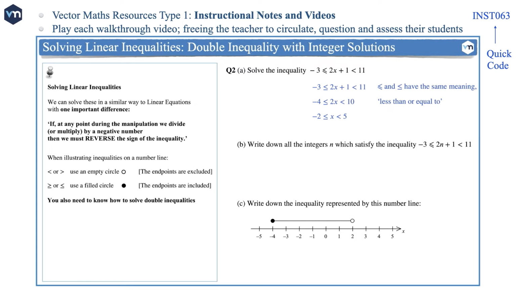So here, we start by subtracting 1 from each part of the inequality. Minus 4 is less than or equal to 2x, which is less than 10. And dividing through by 2, minus 2 is less than or equal to x, which is less than 5.